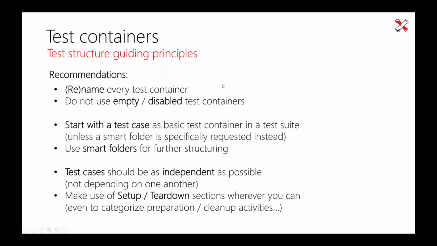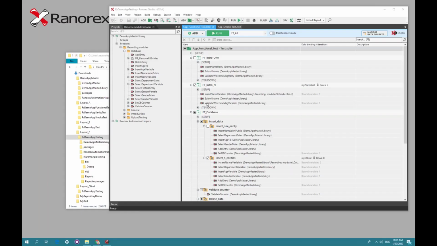Some of them seem to be very, very easy, possibly too easy, but I can tell you it's not the usual way that they are done. So one recommendation is: rename every test container, and don't use empty test containers or disabled actions. What does this mean?